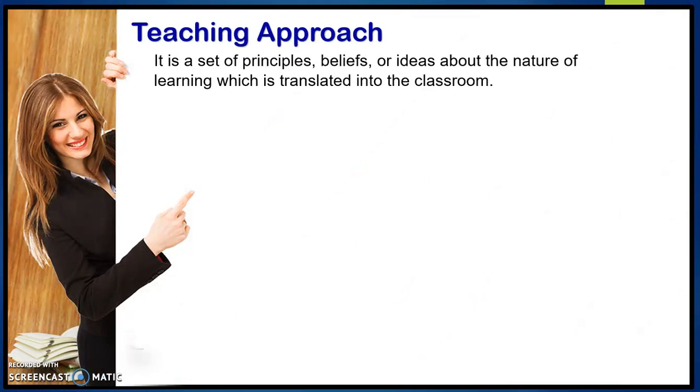Teaching approach is an overview which applies to learning for all kinds of learners. It is a set of principles, beliefs, or ideas about the nature of learning which is translated into the classroom. For example, we learn from psychology that a person's capacity to learn starts from simple to complex, like a child learns first how to add, subtract, multiply, and divide numbers before he learns fraction and later on do algebra. Because of this psychological basis, we choose teaching approach as spiral.